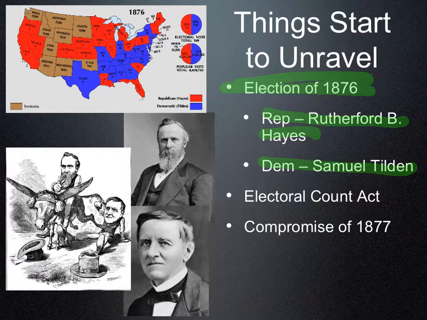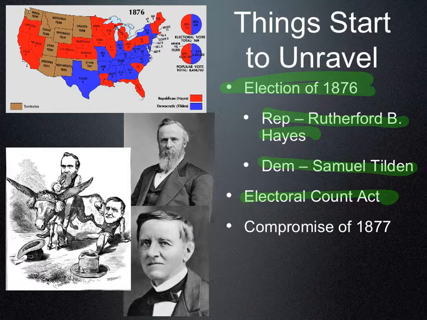So let's fast forward here. We go through the rest of the last month or so of 1876. Nobody knows what's going on. We get to 1877. Okay? And the Electoral Count Act was set up. The Electoral Count Act established a commission of 15 men selected from the Senate, the House, and the Supreme Court.